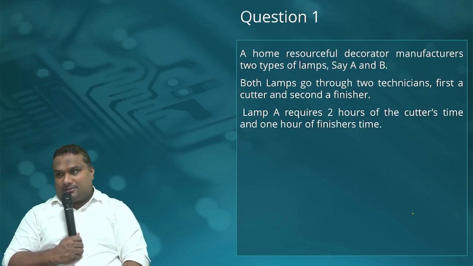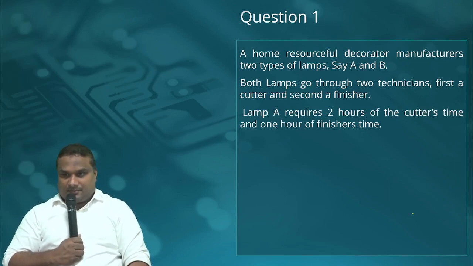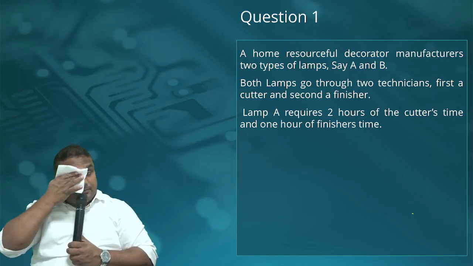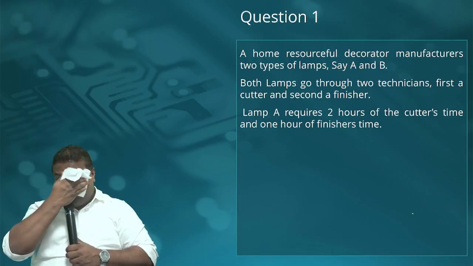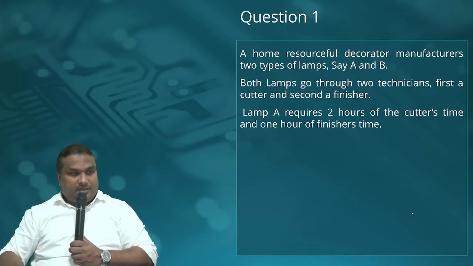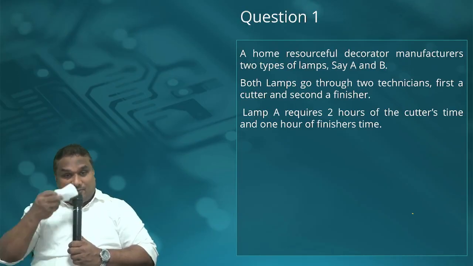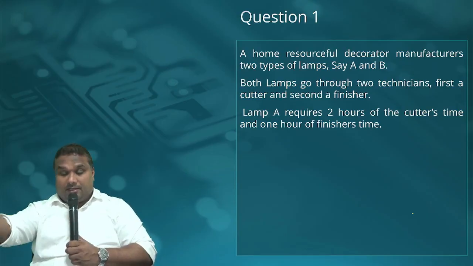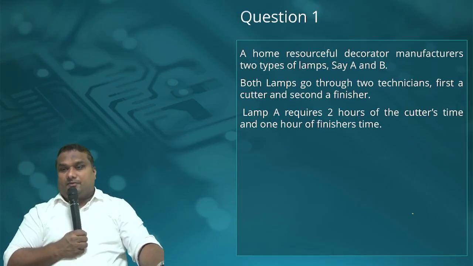Lamp A requires 2 hours of cutter's time and 1 hour of finisher's time. 1 hour of what? Tell me. Lamp A requires 2 hours of cutter's time and 1 hour of finisher's time.